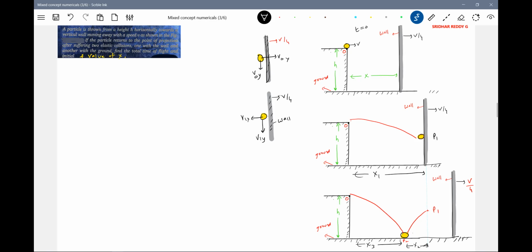I think first we have to calculate this. Since the collision is elastic, I'll apply the coefficient of restitution formula. v by 4 minus (minus v1x) is equal to v minus (minus v by 4). Since the collision is elastic, v by 4 plus v1x equals 3v by 4. So v1x equals v by 2. The y component of velocity will not change due to collision.